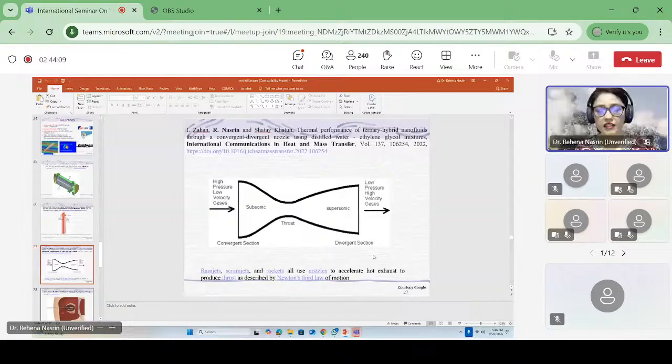here in nature, like supersonic, subsonic, convergence section, divergence section in aeroplane, rocket, scramjet, ramjet, nozzles, etc. According to Newton's third law of motion, these systems, the convergent, divergent channel, arise in these types of devices like ramjet, scramjet, rocket sections, etc. That's why we consider this convergent, divergent channel, and this publication is from International Communications in Heat and Mass Transfer in 2022. I'm going to show you the paper.